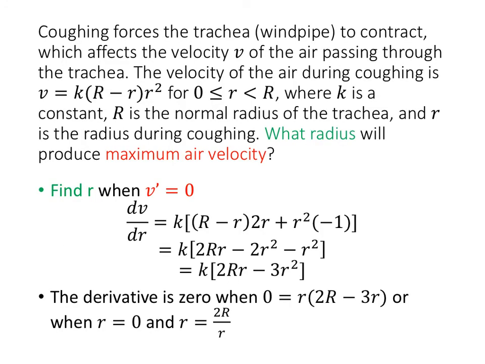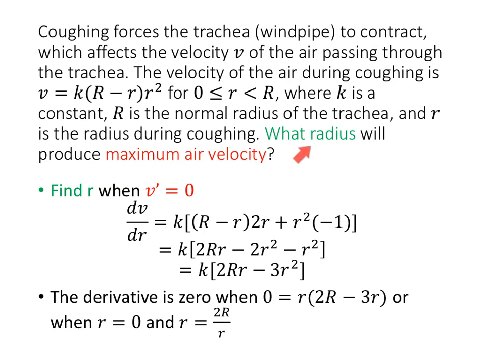Alright, so let's do a word problem. Why not, right? Let's talk about coughing. Coughing forces the trachea, also known as the windpipe, to contract, which affects the velocity v of air passing through the trachea. The velocity of the air during coughing is given by v equals k times capital R minus little r quantity times r squared, for 0 less than or equal to little r less than big R, where k is a constant, R is the normal radius of the trachea, and little r is the radius during coughing.